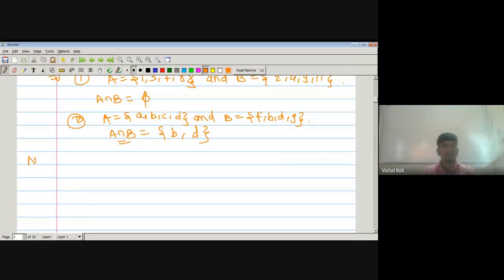There is one note: two sets are disjoint. Take two sets A and B. Two sets A and B are disjoint.